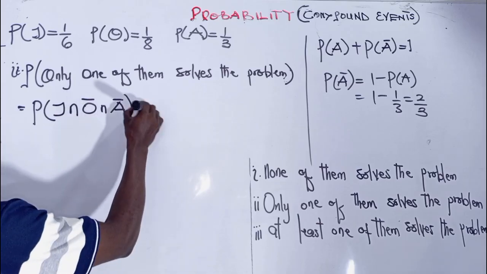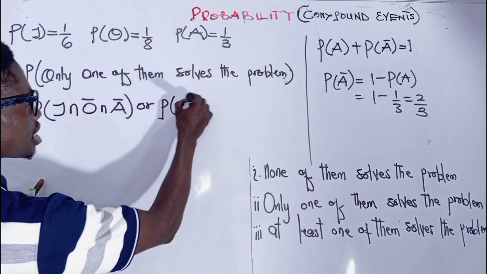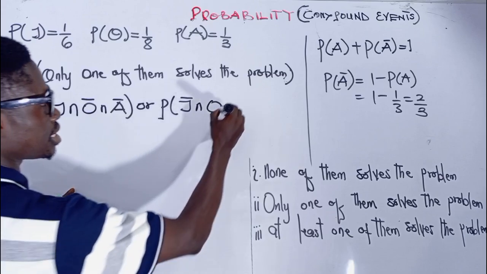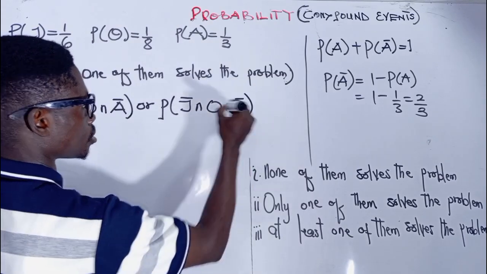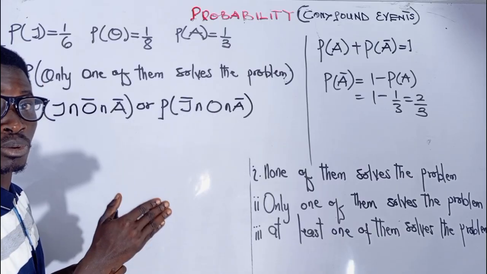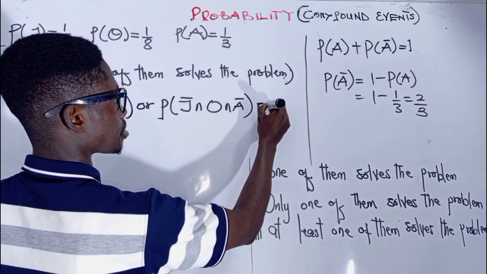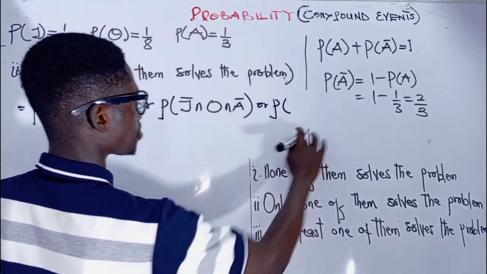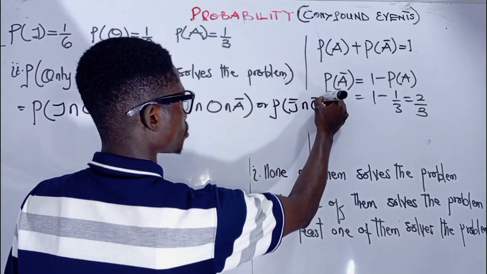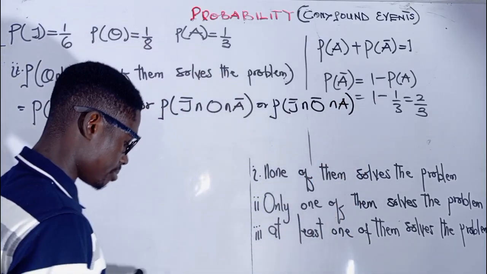Or we can have, or it can happen that Julius was not able to solve the problem, and Okai was able to solve the problem, and Asamoah was not able to solve the problem. So with this instance too, it is only one person who was able to solve the problem, and that person is Okai. Or it can happen that Julius was not able to solve the problem, and Okai too was not able to solve the problem, and Asamoah was able to solve the problem.